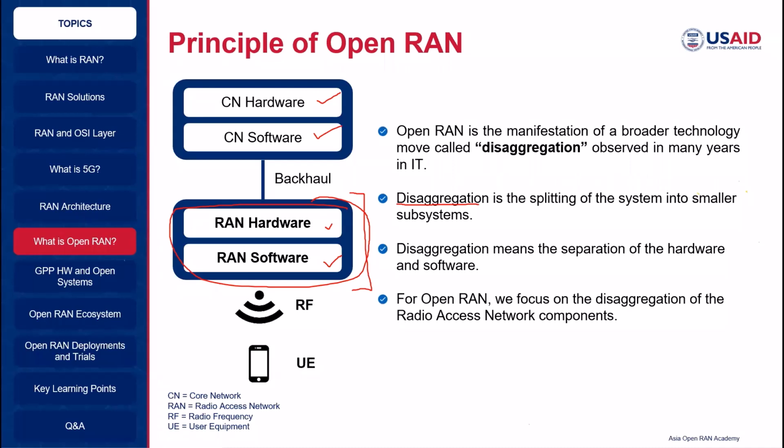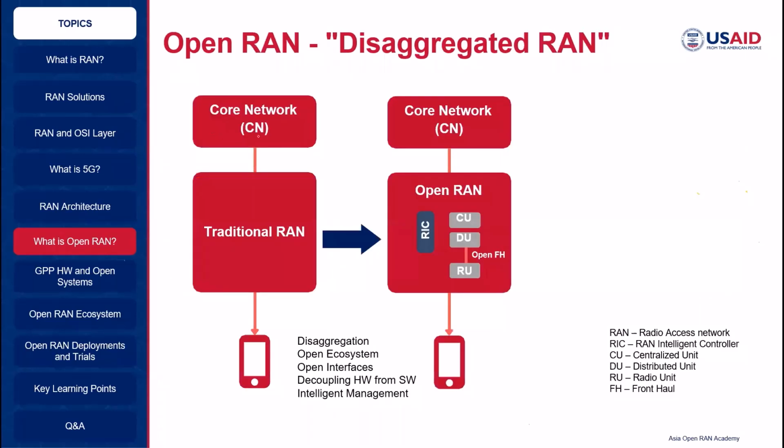When we say disaggregated RAN, the core network is still the same. We are not doing anything in the core network. What we are touching is the traditional RAN. In the radio access network, we have different steps. The first step is to disaggregate the hardware and the software. For example, in the case of the BBU, we will separate the BBU into two: the CU, centralized unit, and the distributed unit.